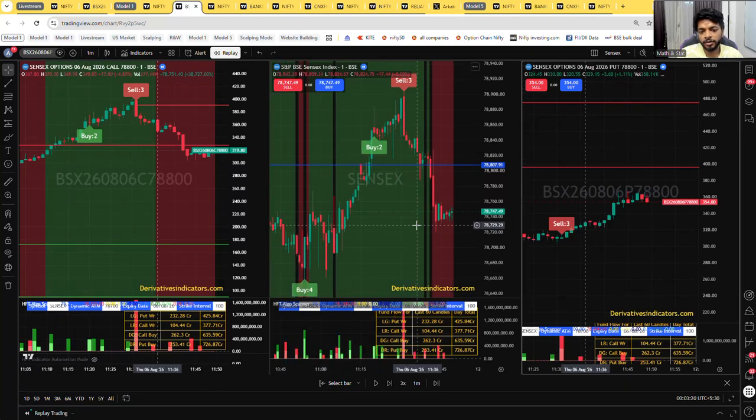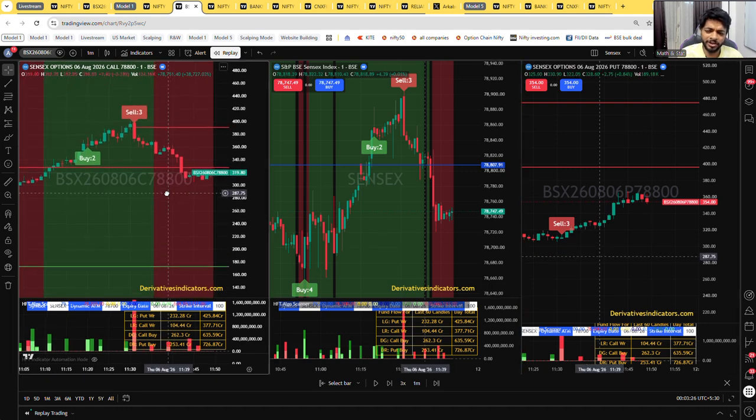Hello everyone. So let's talk about the 6th of August Sensex expiry. The premiums were too high, and we saw that there were fewer participants in the market, and the volume was also low, and everyone was afraid to trade on such a day. So even on such a day, how did our indicator perform in such a volatile market?